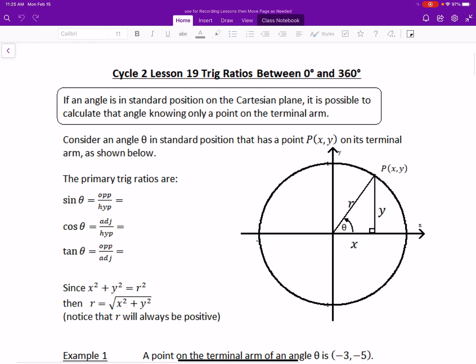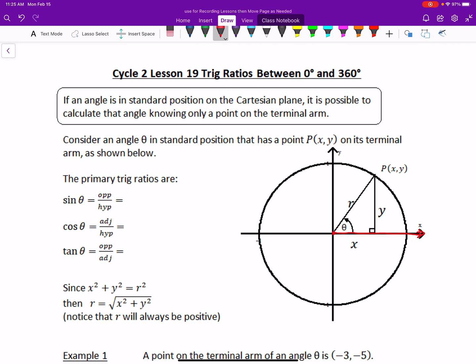All right, in this lesson, we're going to keep working with trigonometry, trig ratios between 0 and 360 degrees. In other words, we're going to be considering trig ratios on the Cartesian plane. We've seen in previous lessons that we can put angles on the Cartesian plane. We can always measure angles at the origin. We can consider the positive x-axis as our starting point, which we call our initial arm.